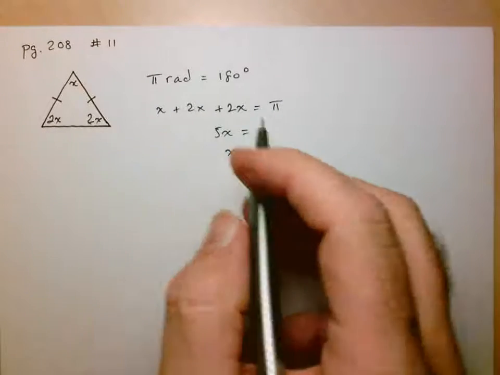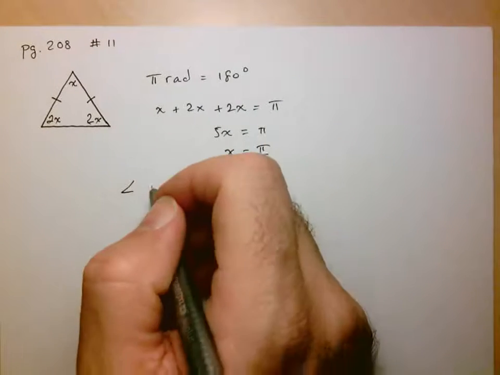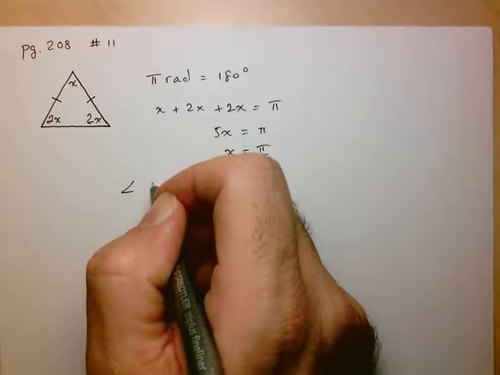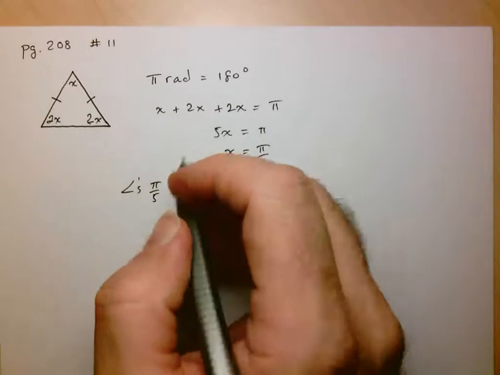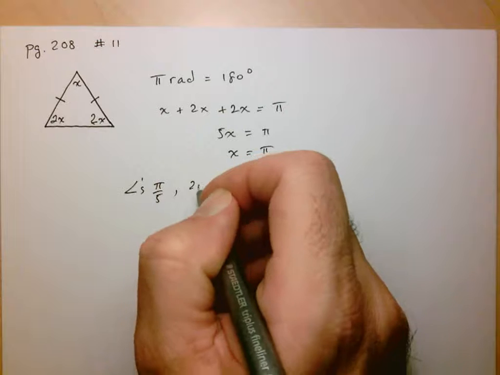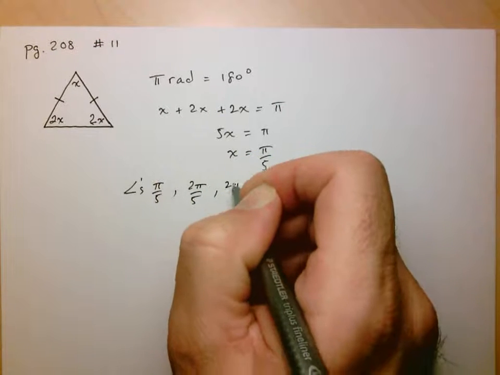So that means my 3 angles are equal to pi over 5. My angles are pi over 5, and then the 2 equal ones, which are just going to be twice that, 2 pi over 5 and 2 pi over 5.